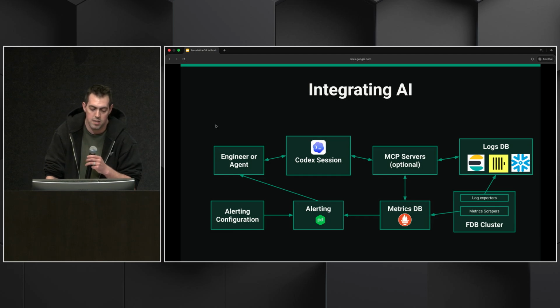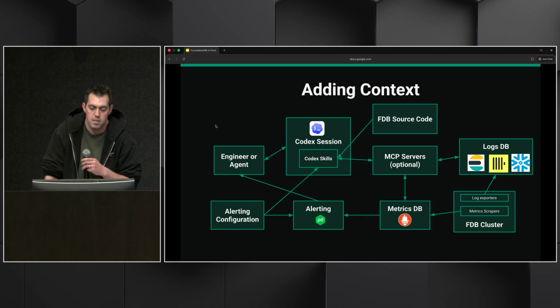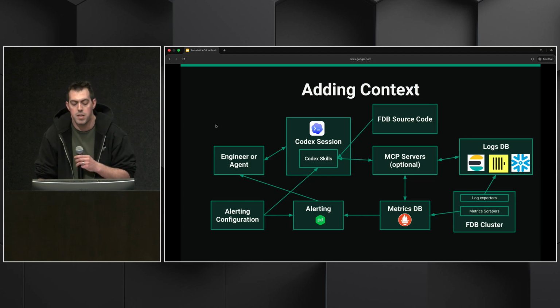So with active production incidents, timing is critical, and it's important to provide Codex with sufficient context to investigate quickly. This brings me to my next slide, where a Codex skill is given access to FDB source code and the alerting configuration, as well as cached context on the most important logs and metrics to investigate. So using this skill, production investigations have sped up dramatically.